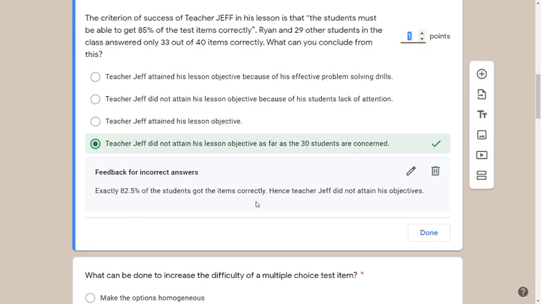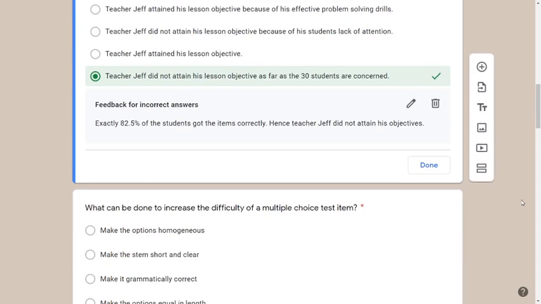Okay, so the answer key here states that exactly 82.5% of the students got the items correctly. Hence, teacher Jeff did not attain his objectives. So the answer is D.